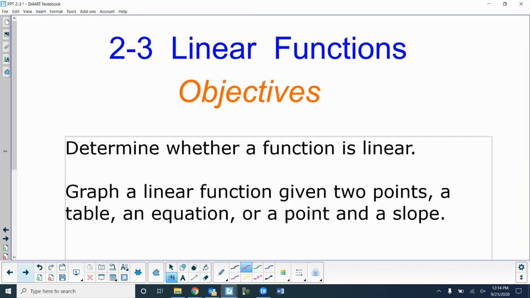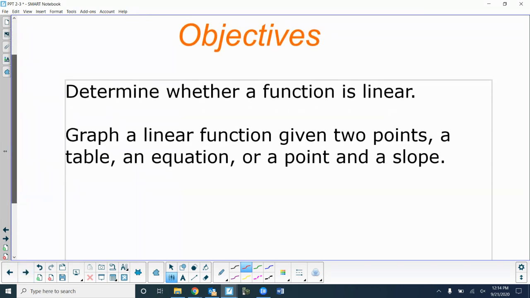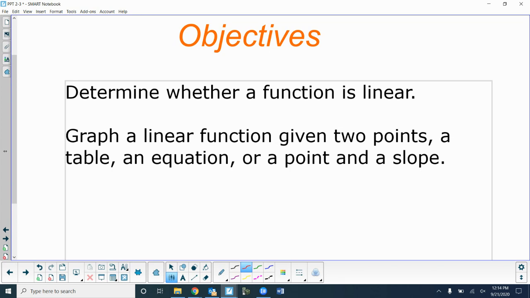Today, linear functions. Our objectives: determine whether a function is linear, and graph a linear function given 2 points, a table, an equation, or a point and a slope. So we can graph a line any of those ways. Okay?